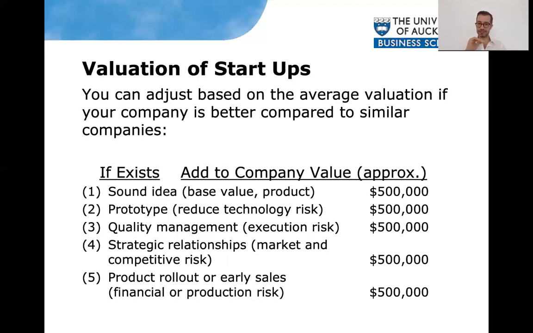It can also be adjusted downward. So if you find two companies very similar, for example, in the US, you need to adjust downward. For example, if you are located in New Zealand, your valuation is probably going to be 1/3 of what the same companies in the US would achieve.